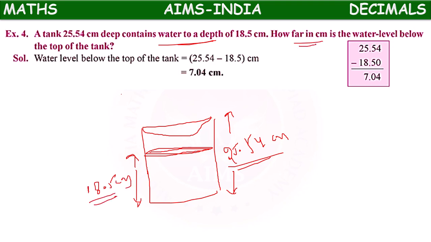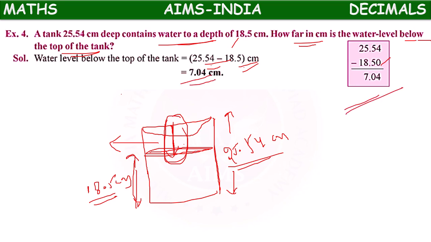Now, how far in centimeter is the water below the top of the tank? If this is the top of the tank, from the top how far below is the water? Means this gap we have to find. How to find this value? From the total value, we have to remove this water level depth. Then the remaining depth will come. So subtraction. Here 18.5 means here we have one decimal place; we can keep 0, 18.50. And we can do the subtraction. So 7.04 centimeter.